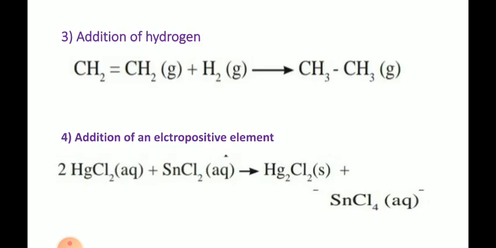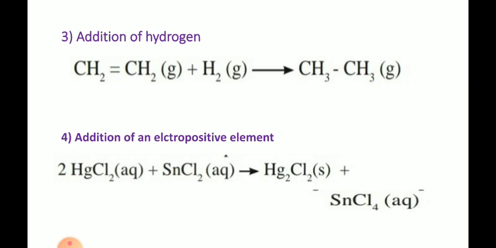There are some other examples also. Addition of hydrogen to ethene converts it into the corresponding ethane gas. This is also an example of the process we call reduction. We can also say a double bond is converted into a single bond, that is from unsaturated to saturated. Such examples come under this category, that is addition of hydrogen.